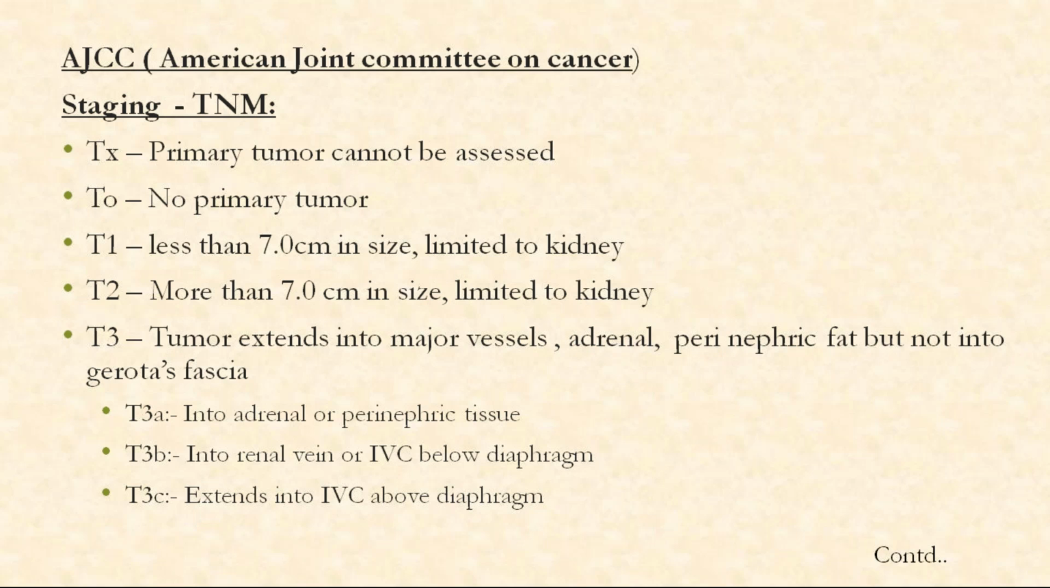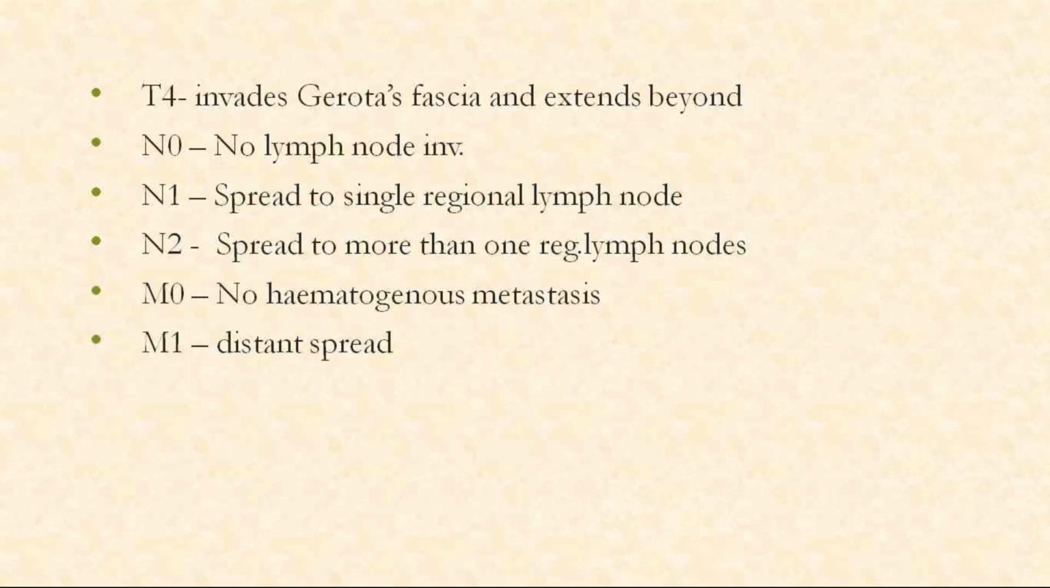Again, the T3 stage is divided into 3A, B, C, depending upon the involvement of the tissue. T3A, intra-adrenal or perinephric tissue. T3B means involvement of the renal vein or inferior vena cava below the diaphragm. T3C means involving the inferior vena cava above the diaphragm. T4 involves Gerota's fascia, that means beyond the kidney.